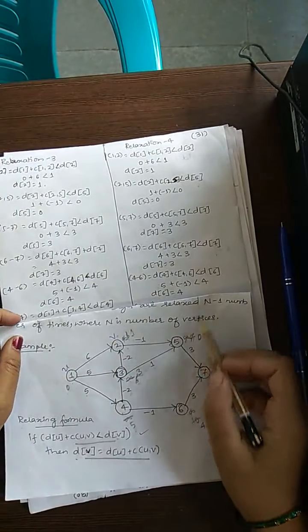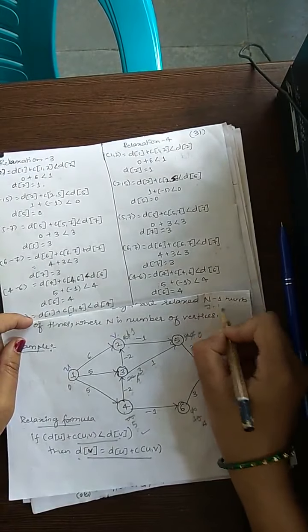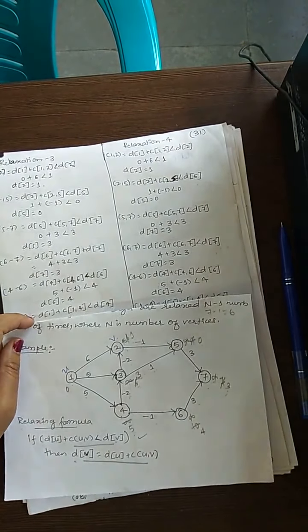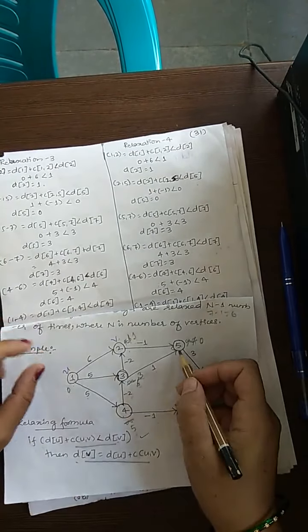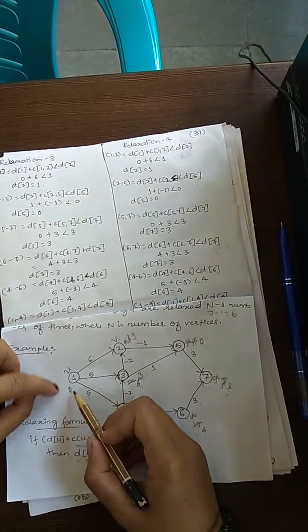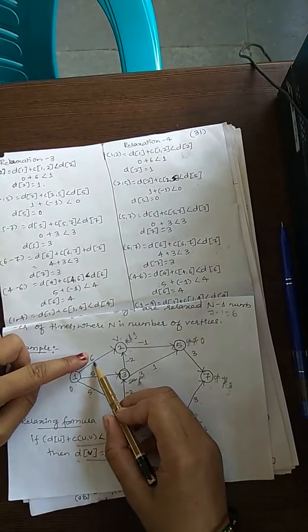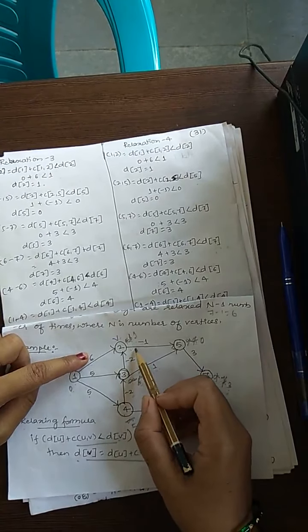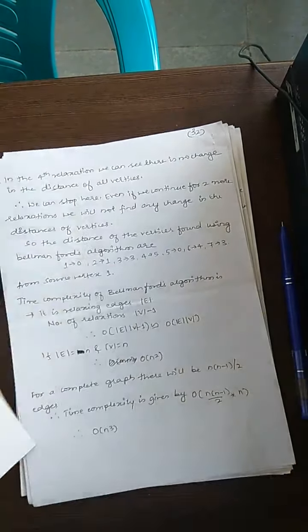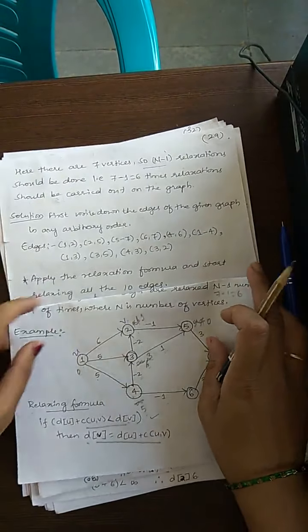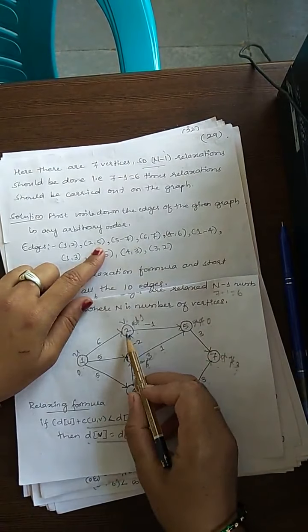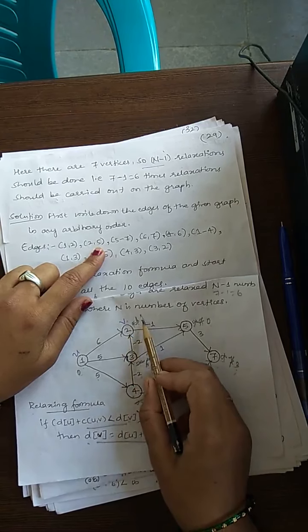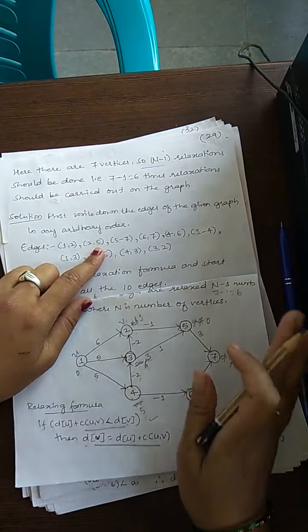So how many n minus 1? There are 7. So 7 minus 1, 6 relaxations we have to see here. So again let us start from 0. So 0 plus 6. 6 is less than 1? No. So keep it as it is. So next, 2 to 5 is the next edge. So what is the cost of 2? 1. 1 minus 1, 0. Keep it as it is.